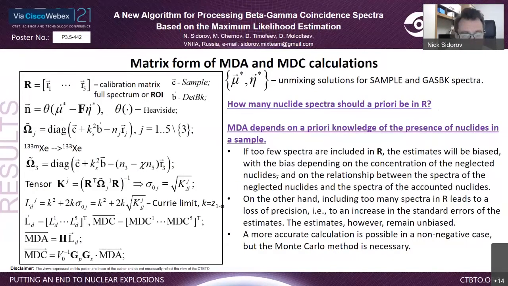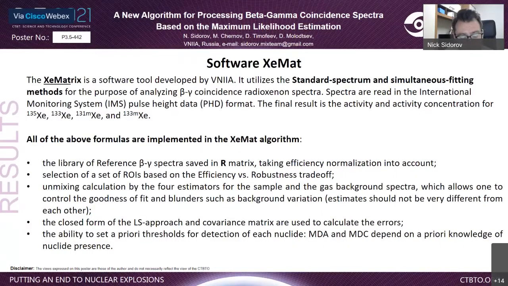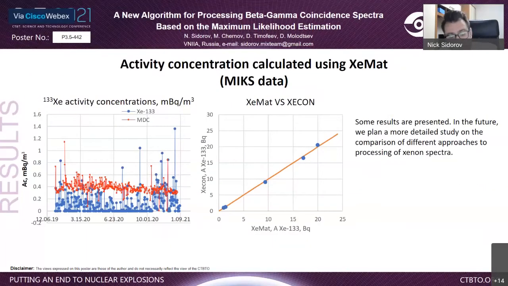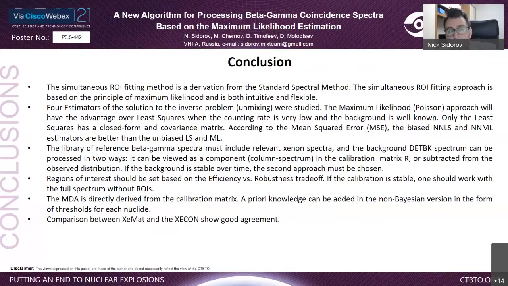We solve this problem in a general way, and we also developed a software tool called XIMAT for analysis of beta-gamma spectra using the new algorithm, and all formulas are implemented in our software and our algorithm. Comparison between XIMAT and XICON shows good agreement, and finally we think that the simultaneous fitting method is superior to the NCC method in many respects and can be recommended as an alternative.